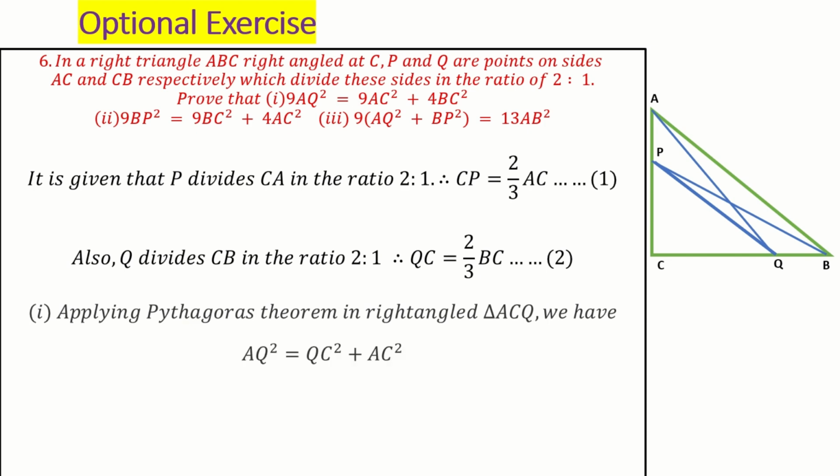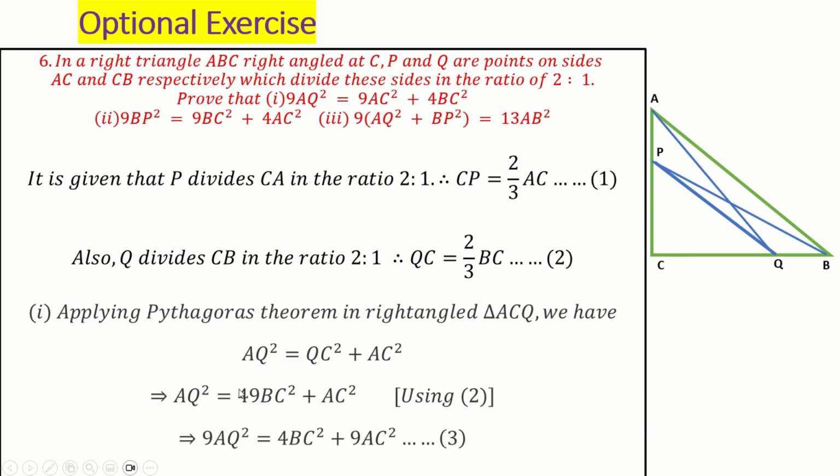Now apply the Pythagoras theorem in ACQ. AQ square equals QC square plus AC square. QC you can replace, right? Sorry, this is not 49, this is 4 by 9. Please note down this is 4 by 9 BC square. So if I multiply with 9, I get 9 AQ square equal to 4 BC square plus 9 AC square. This is my first result.